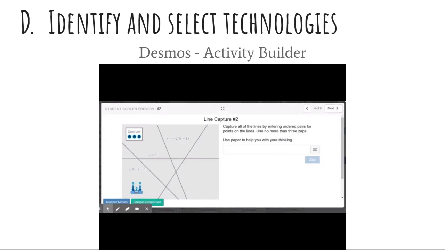And this is 4 lines, and you have 3 zaps. So again, just challenging the students to think about intersection points and how best to use their 3 zaps. The point -11.8 gets 2 of the lines, and then it's up to them to decide how they're going to get the other lines in this system.